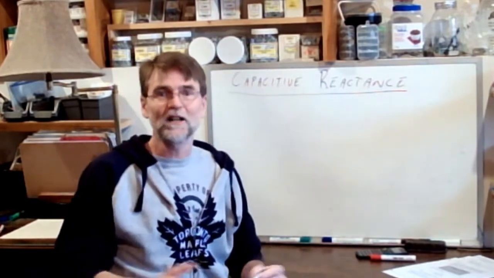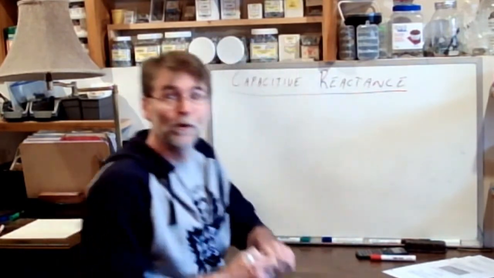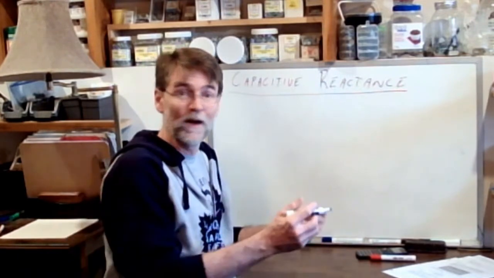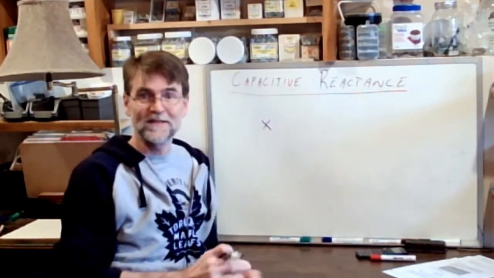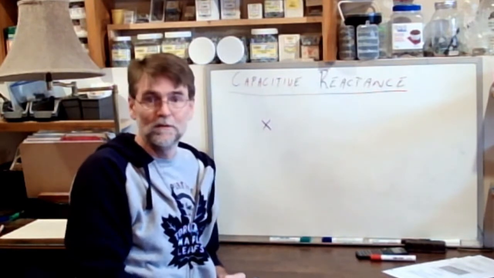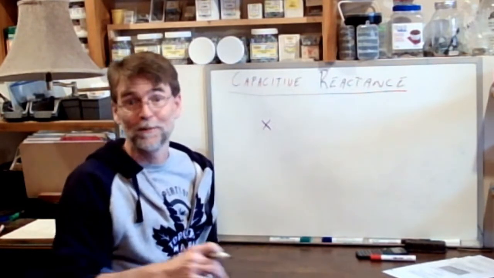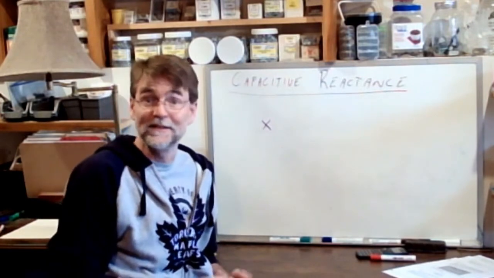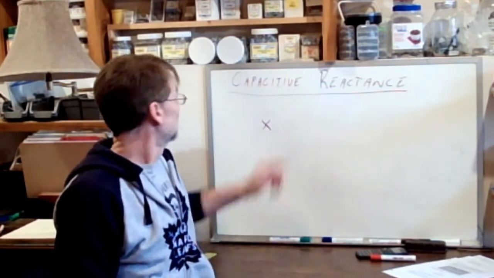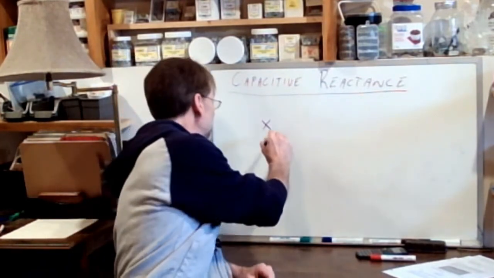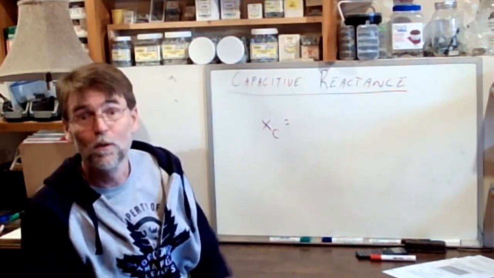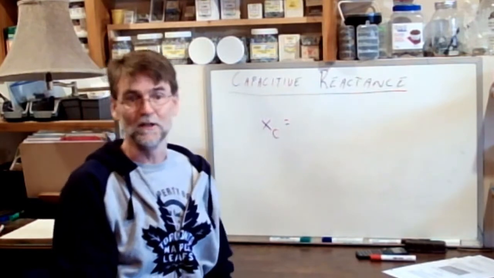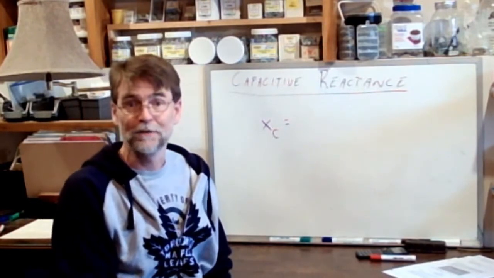Okay, so we talked about inductive reactance. So reactance is expressed using what? The letter X. X represents reactance. Okay, so it was X subscript L to indicate inductive reactance. Now it's X subscript C to equal capacitive reactance. So what is the equation here for capacitive reactance?